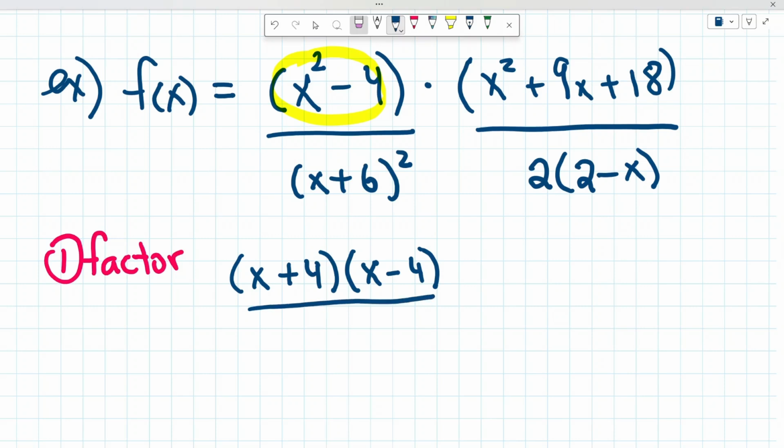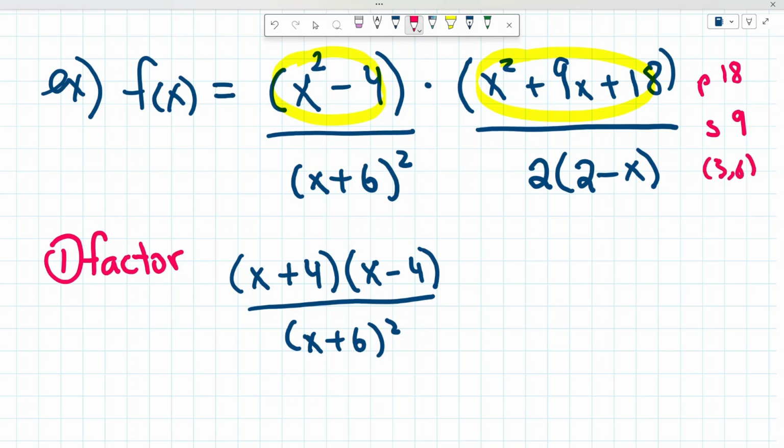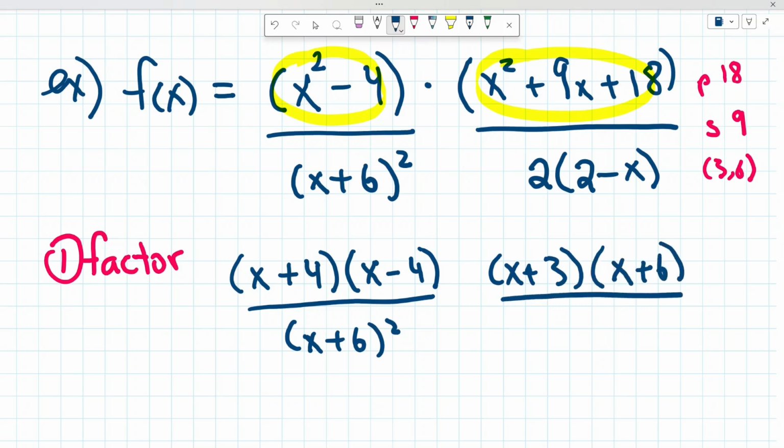So let's try factoring our second term, this one over here. This again is a trinomial, so that means we are going to use the product-sum rule in order to factor this. What are two numbers that multiply to 18 and add to 9? Well, 3 and 6 work. So let's factor that. That means we have x plus 3 multiplied by x plus 6 all over 2 times 2 minus x.